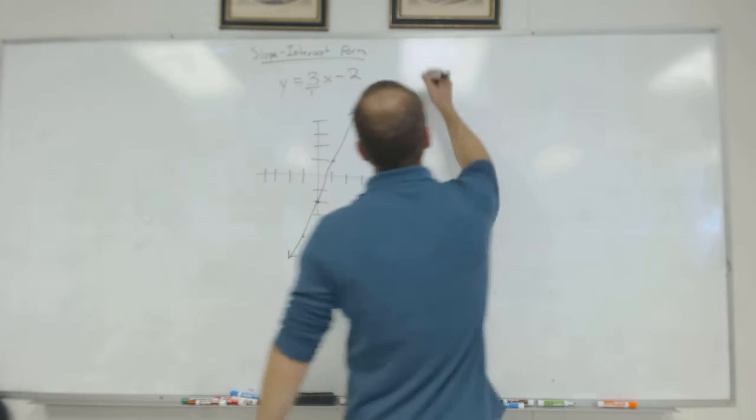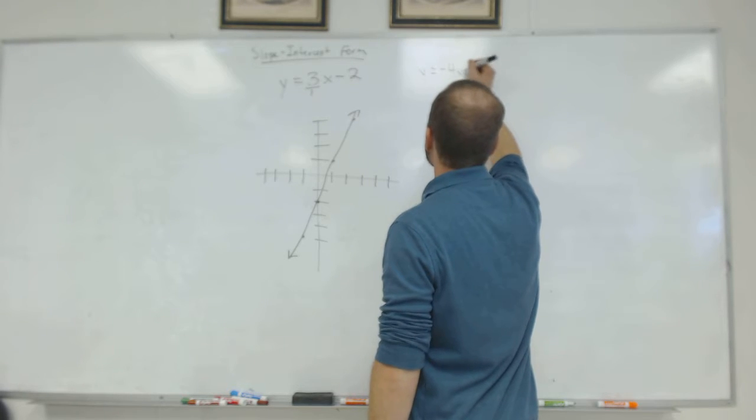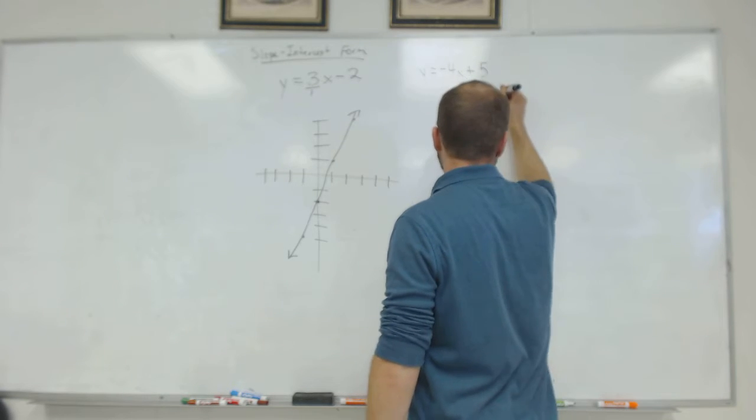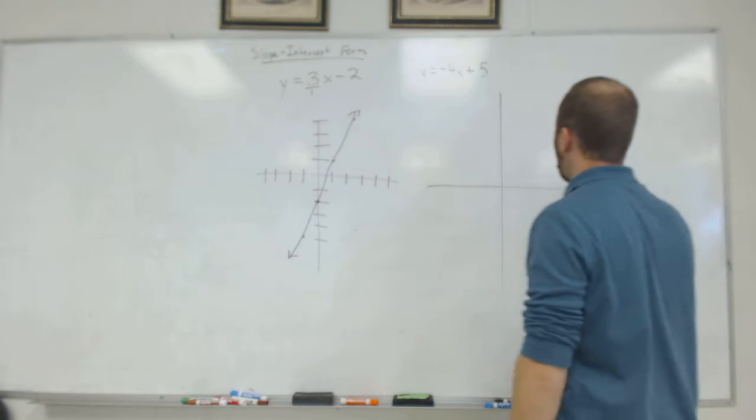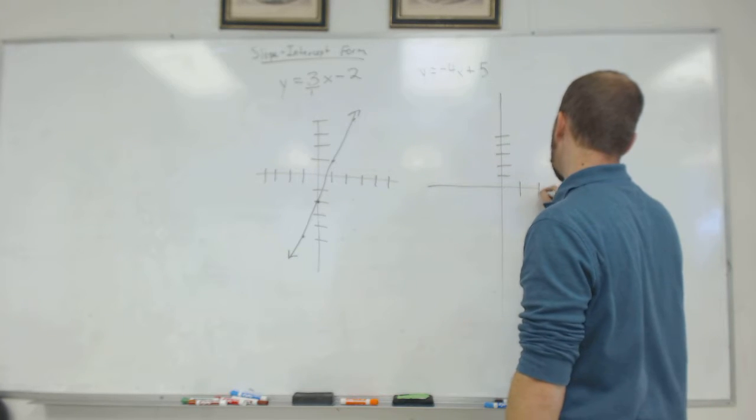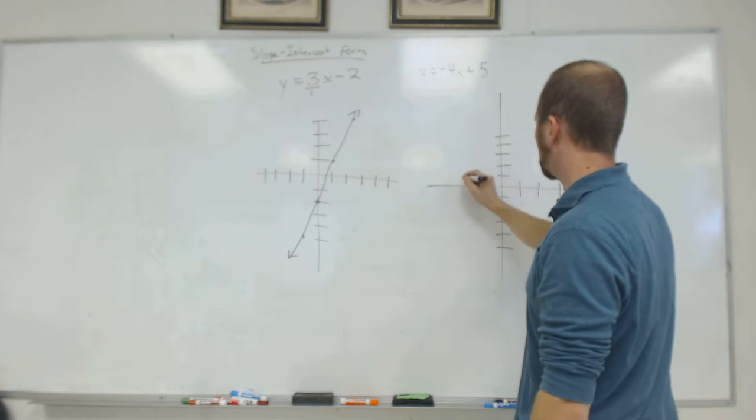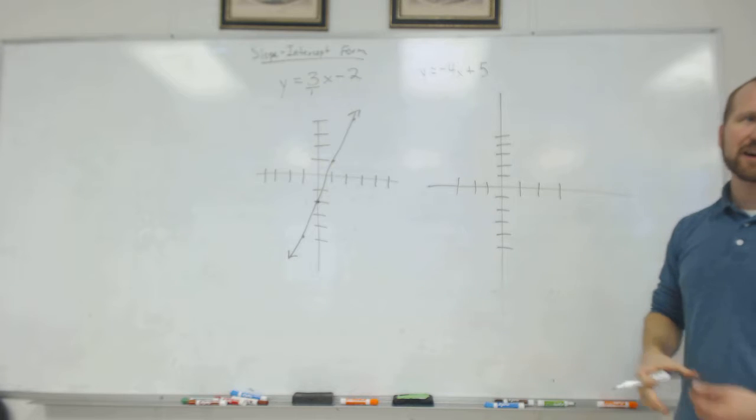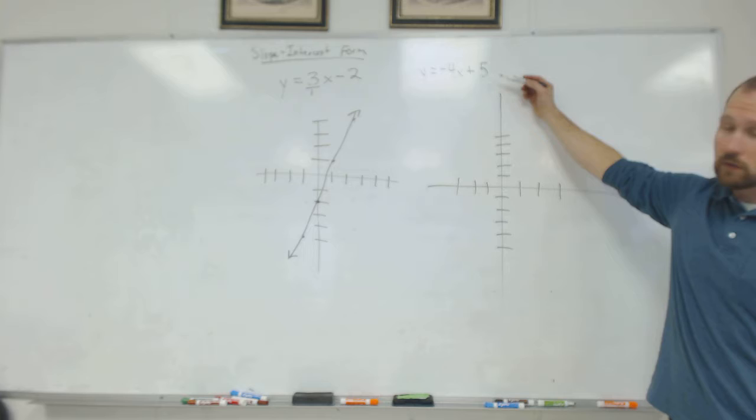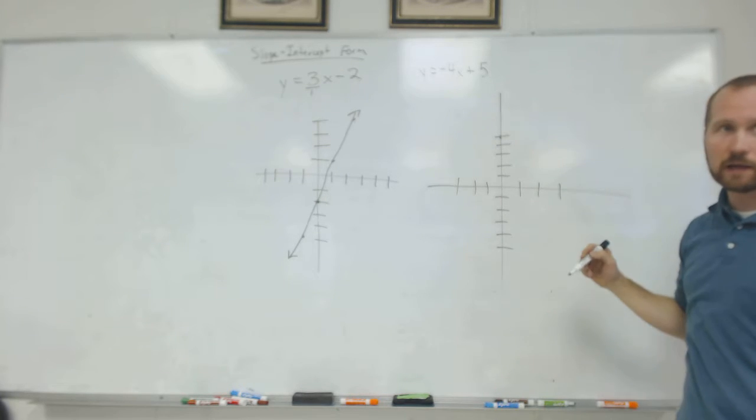What if I had something like this? Y equals negative 4x plus 5. Here are my axes. Where do I start? What is my y-intercept? 5. So I go up 5, 1, 2, 3, 4, 5. Always start with that y-intercept.